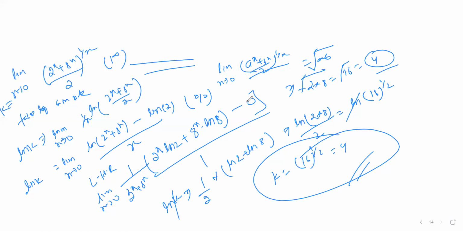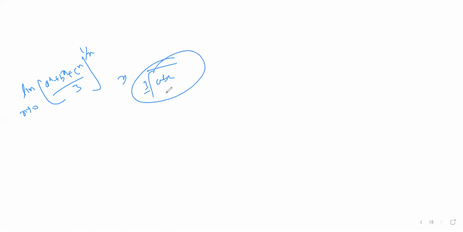If you don't know the formula, you follow this method, you can get that. Similarly, if it is given like limit x tends to 0, (a raised to x + b raised to x + c raised to x) divided by 3, whole to power 1 by x, the value will be cube root of abc.